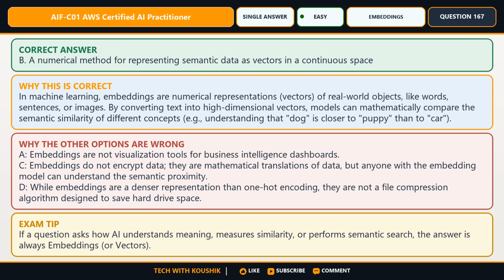A. Embeddings are not visualization tools for business intelligence dashboards. C. Embeddings do not encrypt data, they are mathematical translations of data, but anyone with the embedding model can understand the semantic proximity. D. While embeddings are a denser representation than one-hot encoding, they are not a file compression algorithm designed to save hard drive space. Watch for this clue in similar questions. If a question asks how AI understands meaning, measures similarity, or performs semantic search, the answer is always embeddings or vectors.